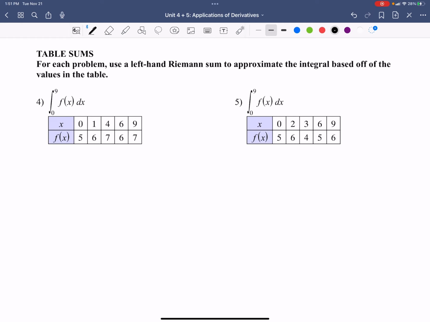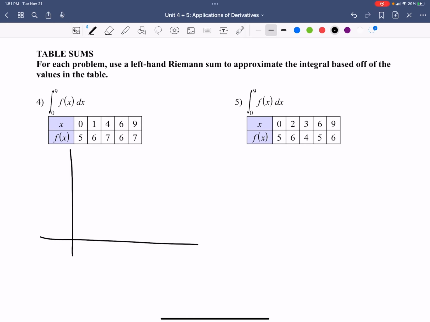So, table sums, it's the same thing. Only, you know how we use delta x here? We're not gonna use a delta x because sometimes it's not uniform. And I'll explain what uniform means. It's not consistent throughout the graph. All right, so I'm just gonna pretend to quickly sketch this graph. You don't have to, but it's just to give you the idea.